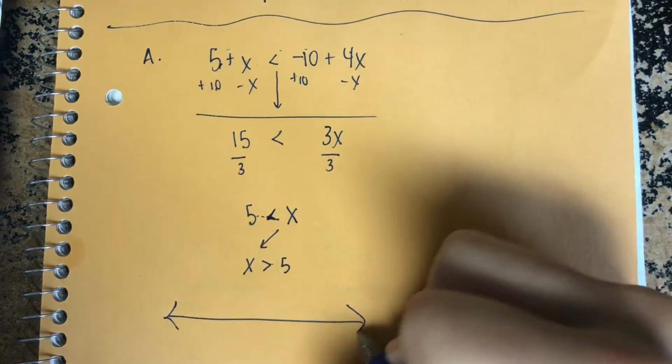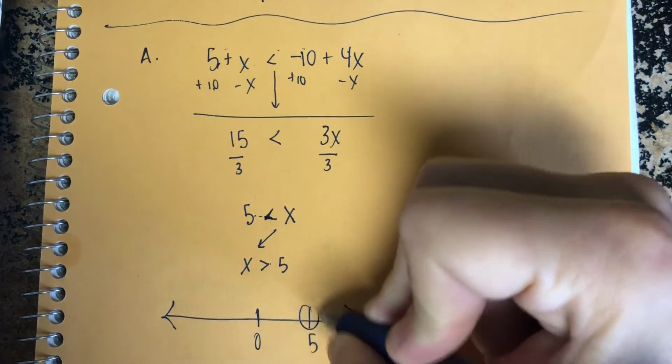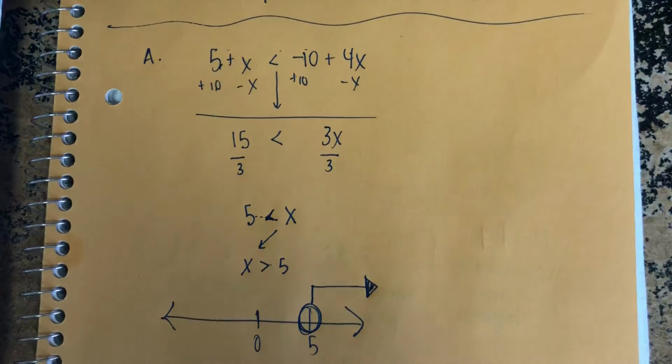And then if you're just putting this on a piece of paper, put 0 there, put the number 5, open circle, shaded to the right. That's all you need to do, okay? Do not make these harder than you have to.